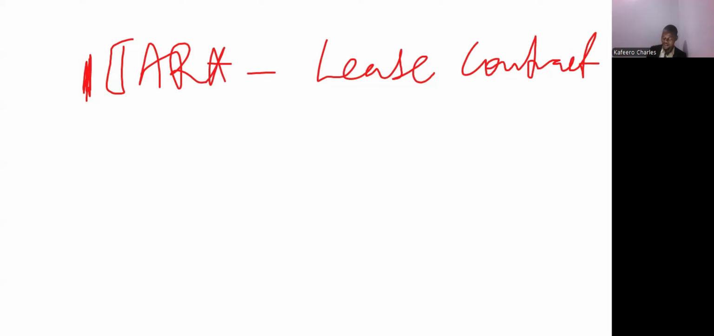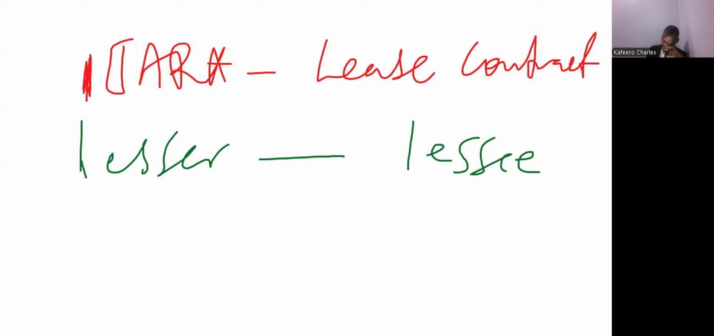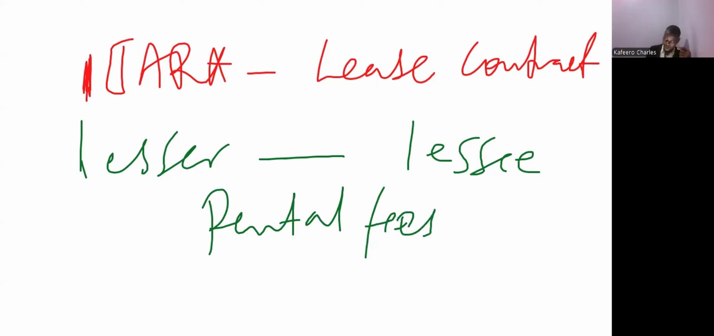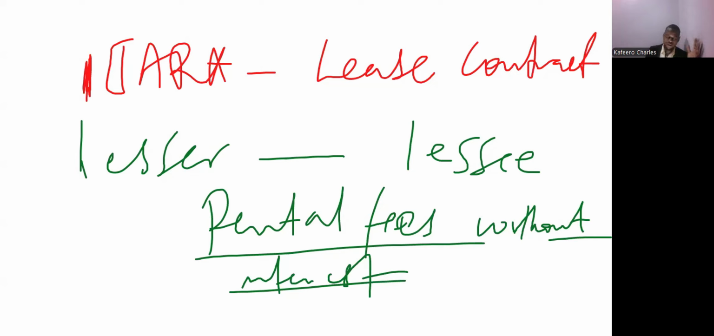Ijara. Ijara, we said, is a lease contract. An ijara transaction is the Islamic equivalent of a lease, where one party, the leaser, allows the other party, the leasee, to use the asset against payment of what we call rental fees. You'll be making either monthly or annual payments, and it's a mode of payment. But the bottom line is that you will be paying rental fees without interest. If you include interest, then the principle would have been killed, and it wouldn't be an Islamic product.